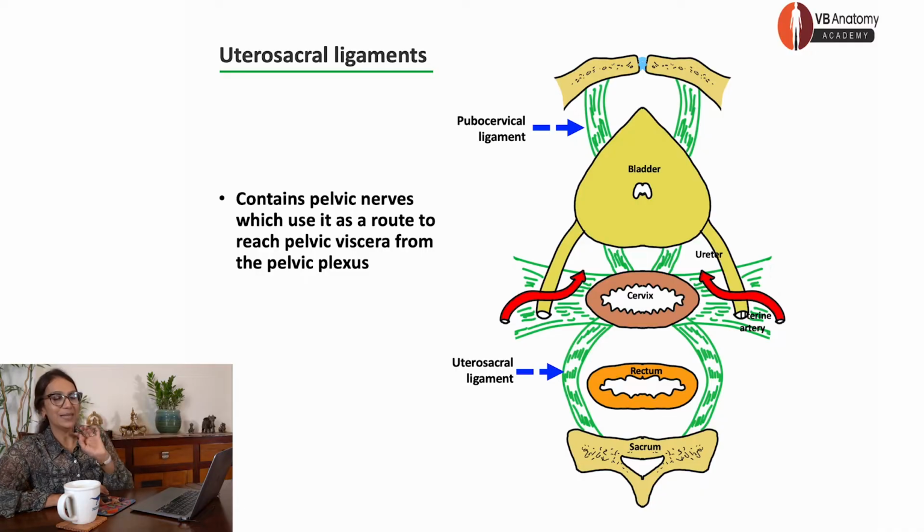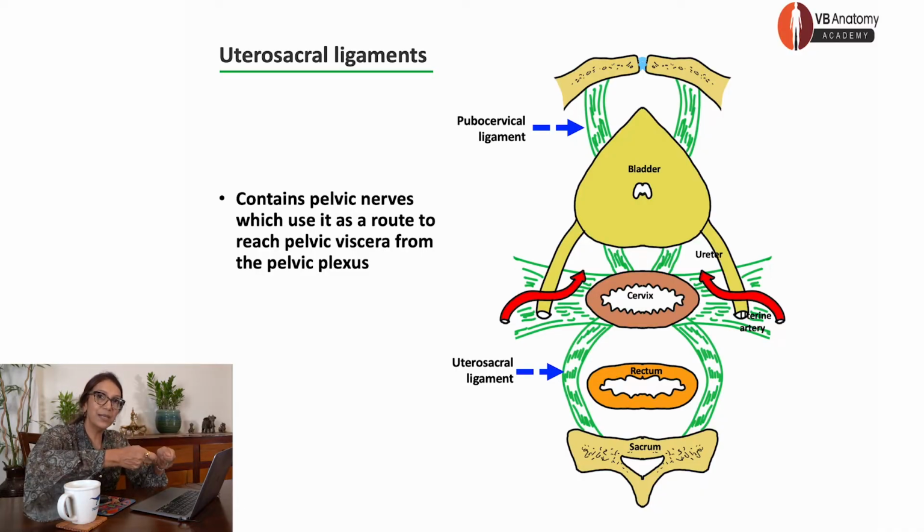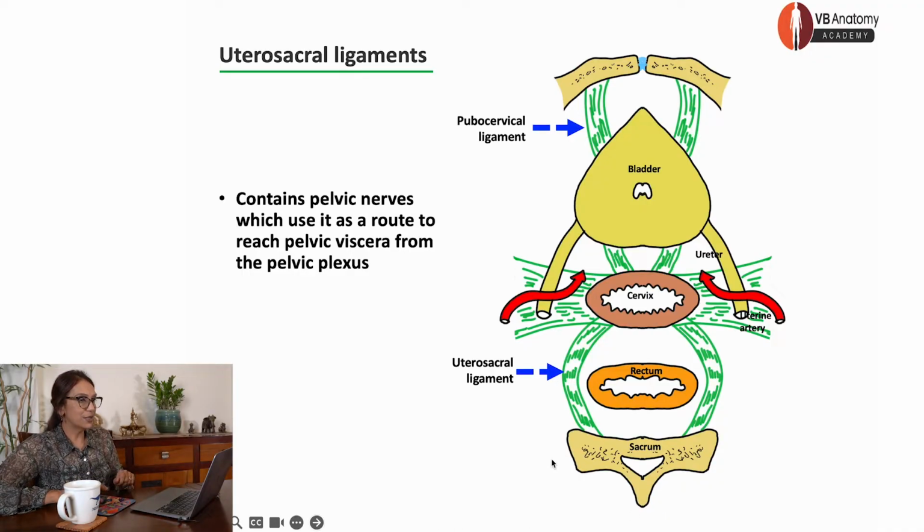So now take a look at this. You're looking from the top, okay? So that's the pubocervical pulling the cervix forward. That's the uterosacral, okay, which is attaching the sacrum to the cervix. Pubocervical attaching the cervix to the pubis.